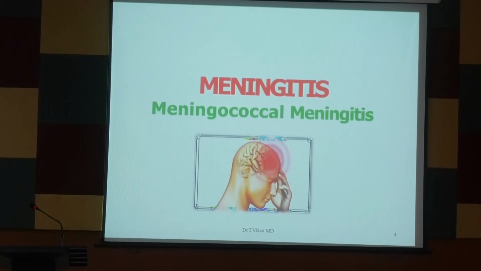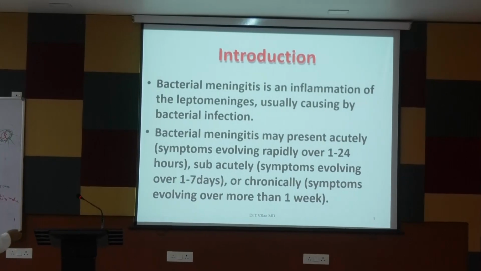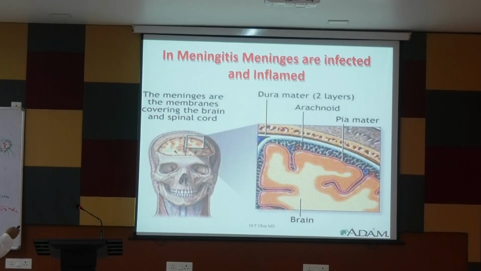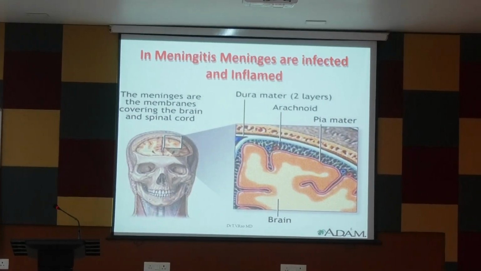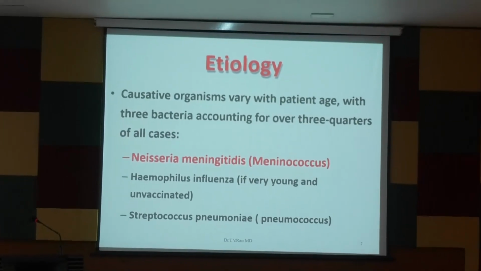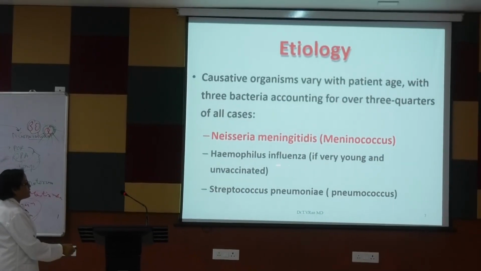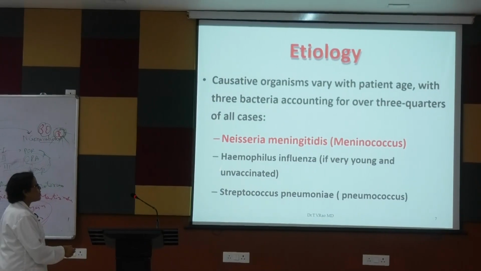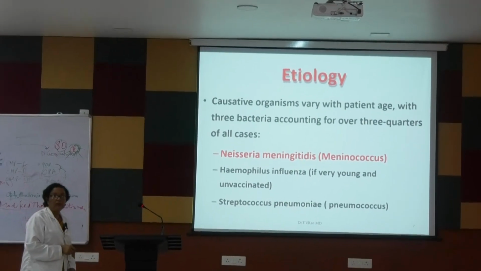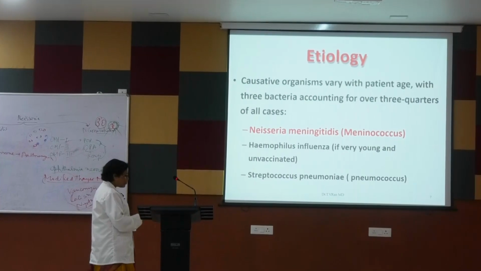Meningitis, meningococcal meningitis. For anatomy you know the structure. Other positive cases like meningitis: Meningococcus, Haemophilus infection in very young and unvaccinated, Streptococcus pneumoniae, and it is also very important for newborn up to adult, so Streptococcus pneumoniae.